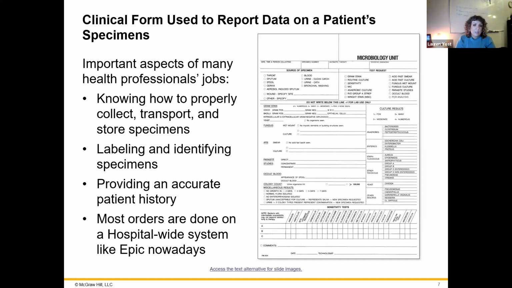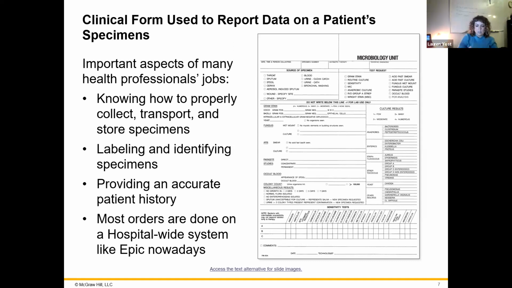So you will need to, as a healthcare professional, know how to properly collect specimens, transport them, and store them, label and identify them when you pick up a specimen. You want to provide an accurate patient history to go along with your order for whatever testing you're giving to the lab. And most of the time, a lot of these orders are going to be submitted through something like Epic or an actual online network type system nowadays.